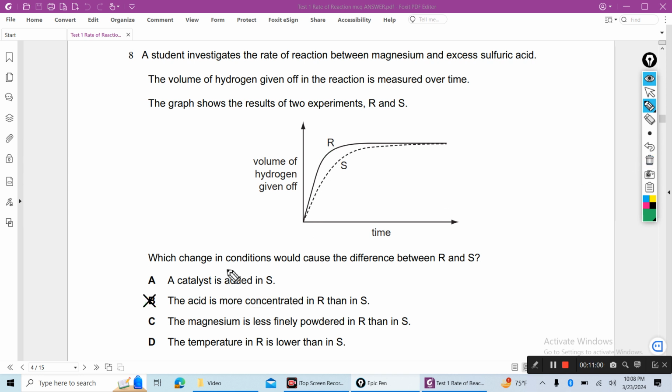Now A, why wrong? A catalyst is added to S. No, S is less steep, and a catalyst speeds up the reaction. The graph will be steeper, but it is less steep.